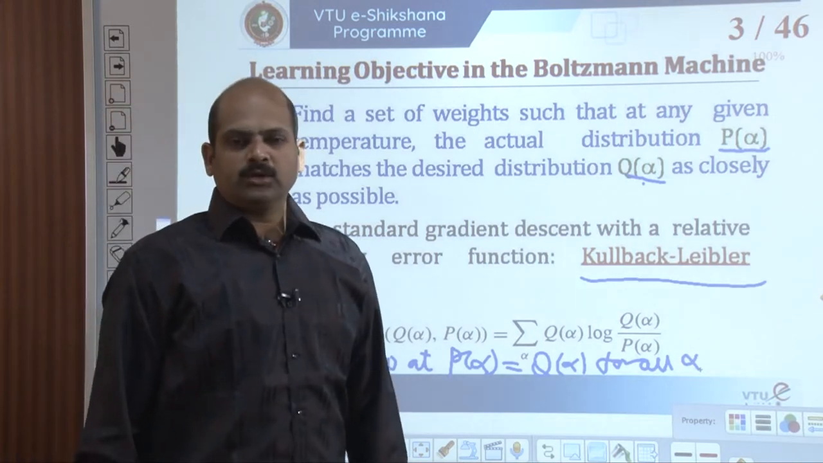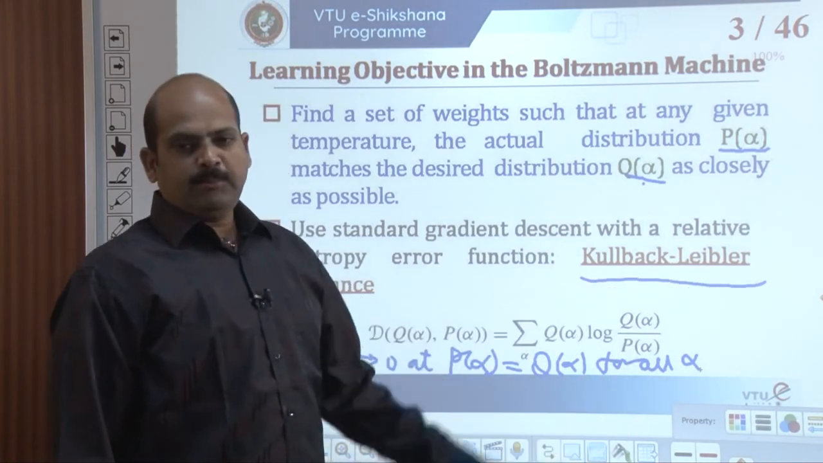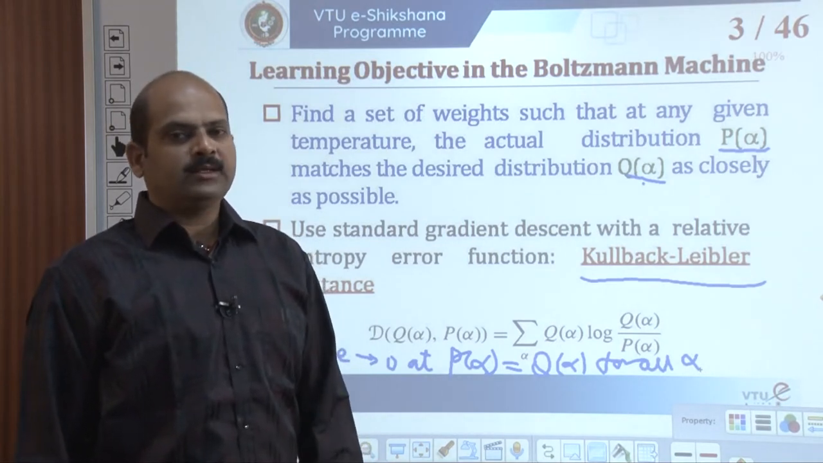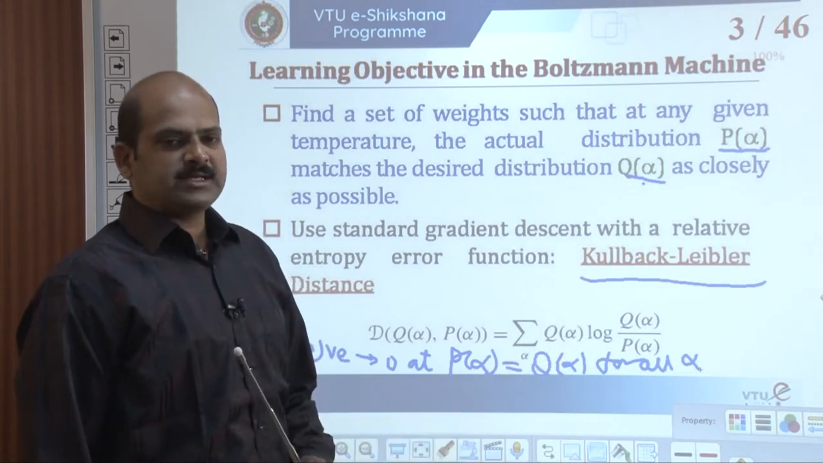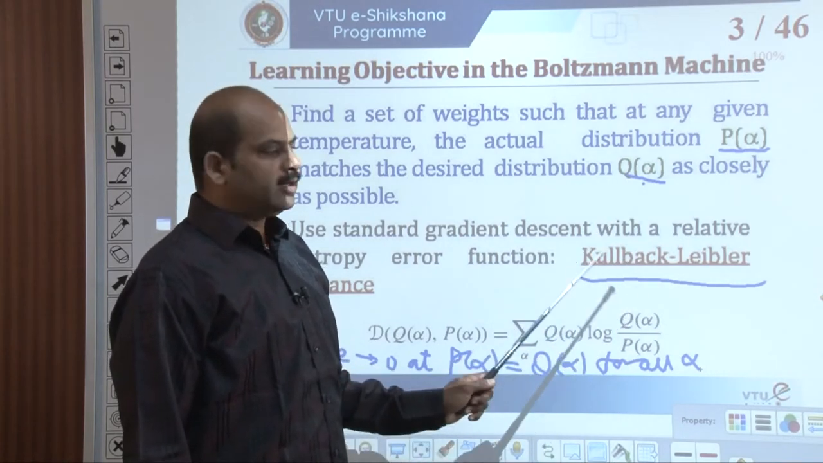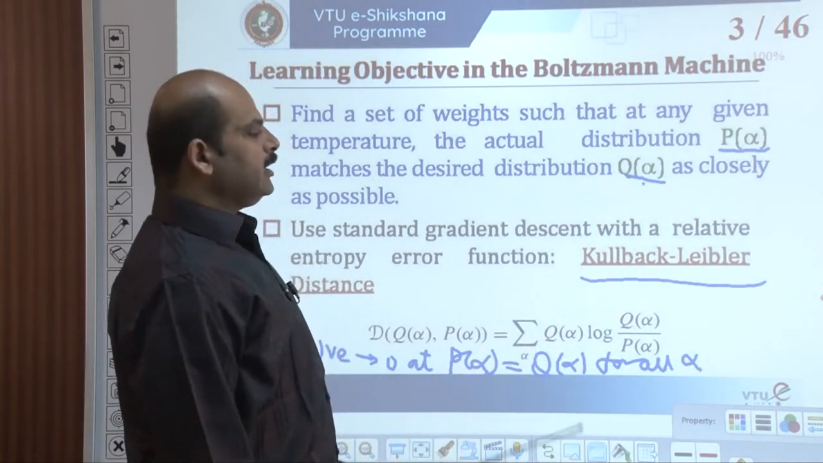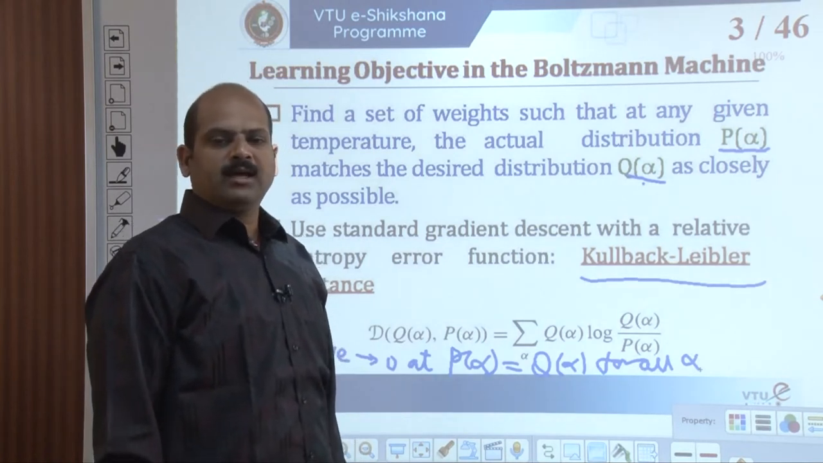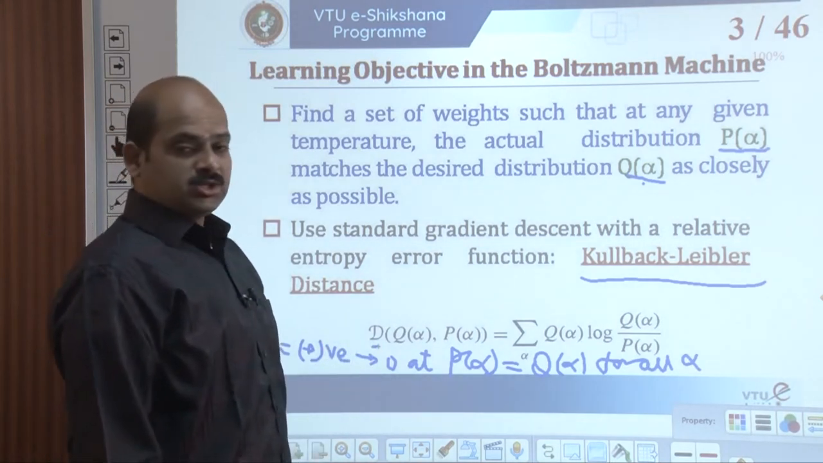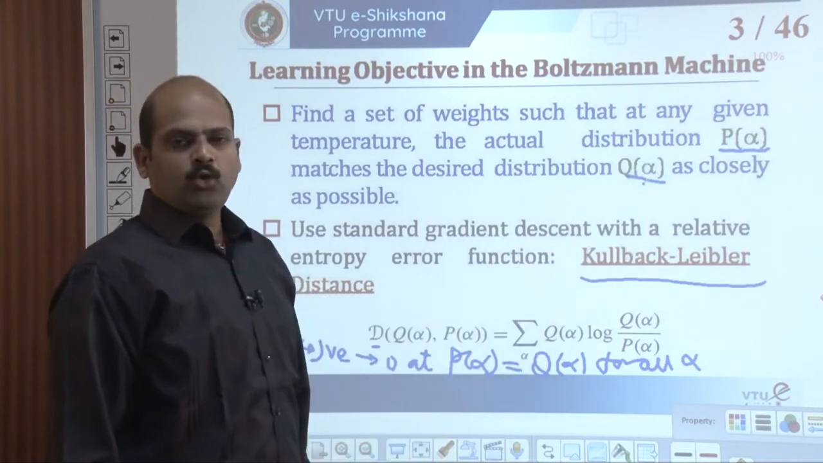Note that the error function defined by the Kullback-Leibler divergence depends only on the visible configuration and not on the hidden neuron configurations. We must understand that. So learning in the Boltzmann machine employs a gradient descent of D, and as mentioned, we have a set of training patterns defined by Q of alpha.